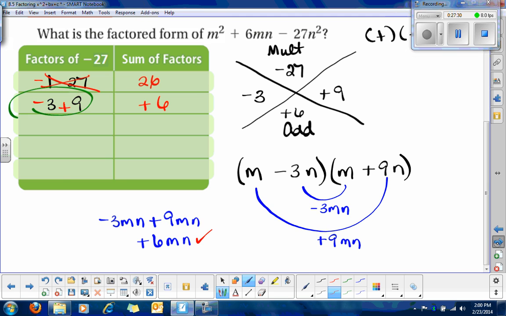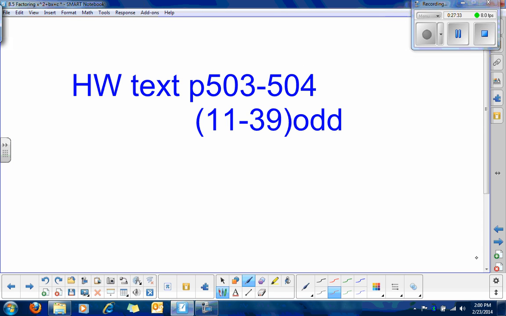And here is your homework. Page 503 to 504, 11 to 39 odd.